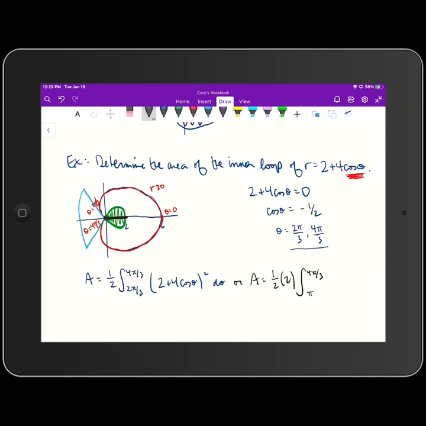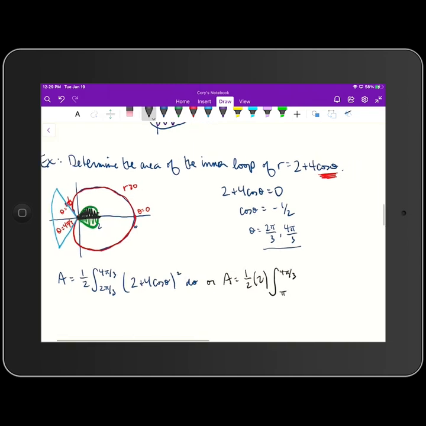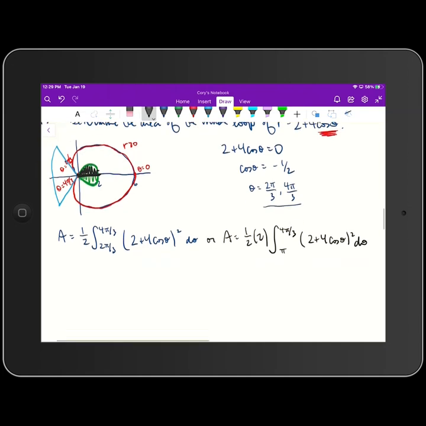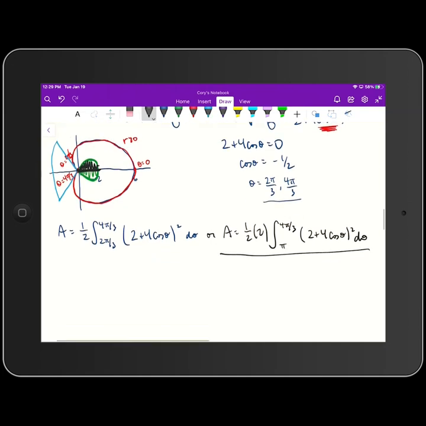Because when I integrate from pi to 4 pi over 3, that's going to calculate the top half of that area in green. And then when I double it, that's going to give me the entire area in green. Okay, so we're going to integrate 1/2 times 2 times the integral from pi to 4 pi over 3 of 2 plus 4 times the cosine of theta, squared, with respect to theta. Okay, and this is going to be the function here that I integrate.